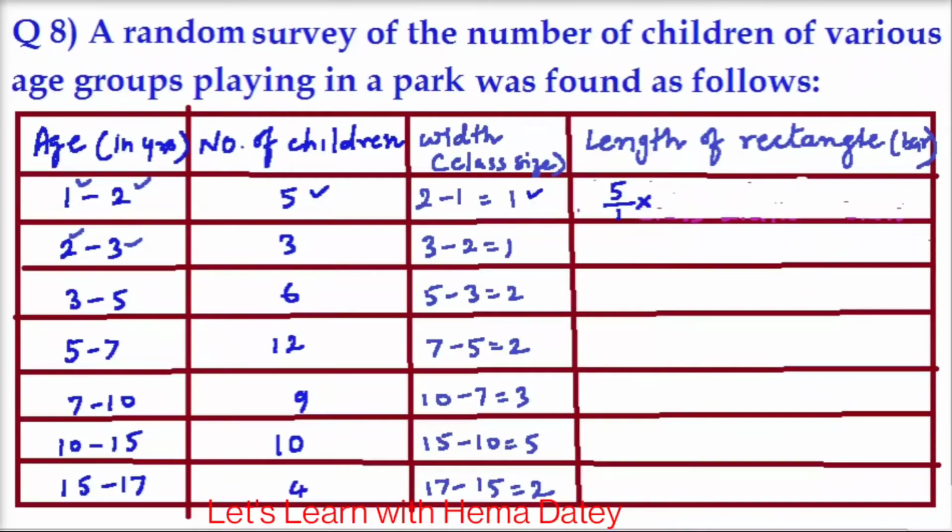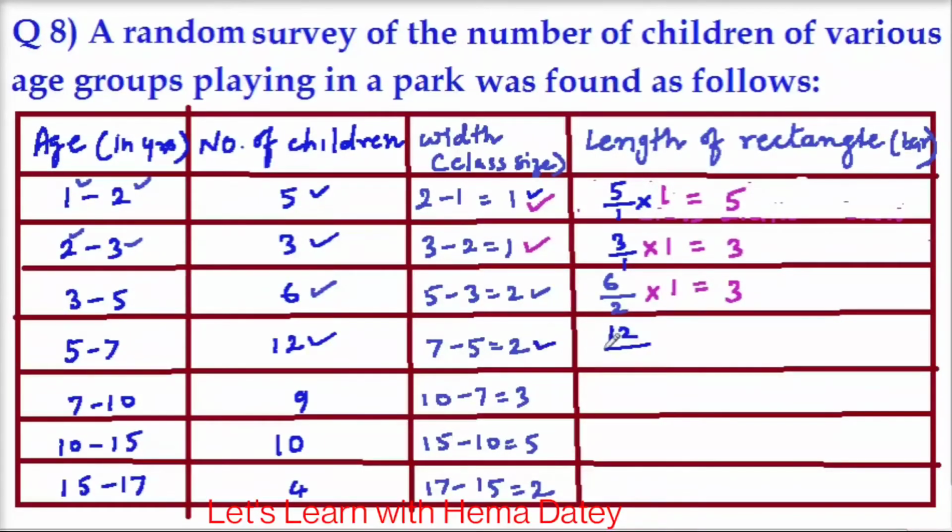Now let's put the values in the formula. The frequency is 5, the class size is 1, and the lowest class size is 1. You can see the lowest class size is 1. So you'll get 5 as the length of the rectangle which has width 1. Now for the second class interval, 3 is the frequency, class width is 1, multiplied by the lowest class width which is 1, you'll get 3. Similarly for the third, frequency 6 divided by class size 2 multiplied by the lowest class size which is 1, you will get 3.